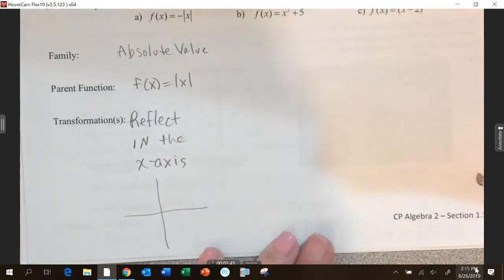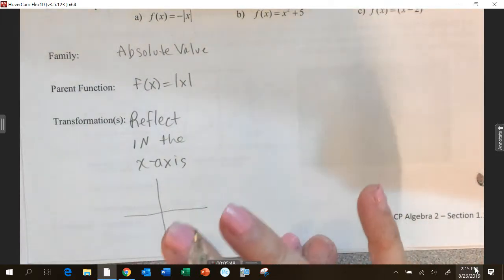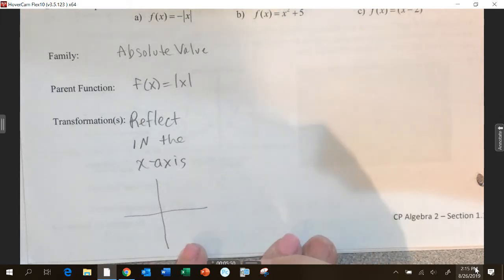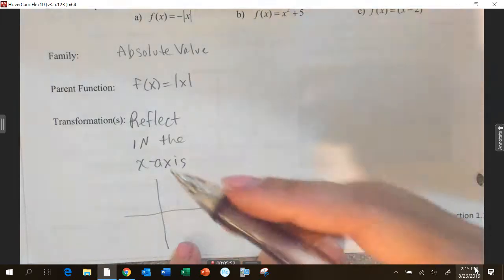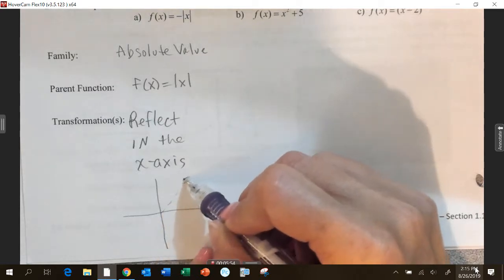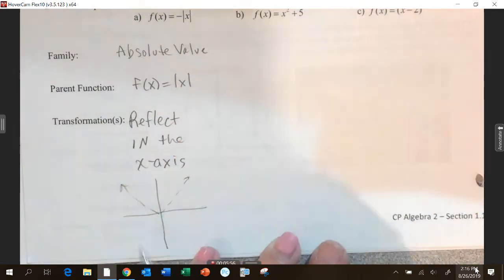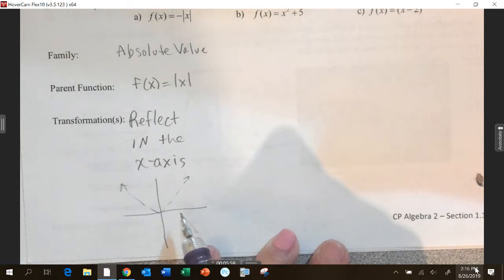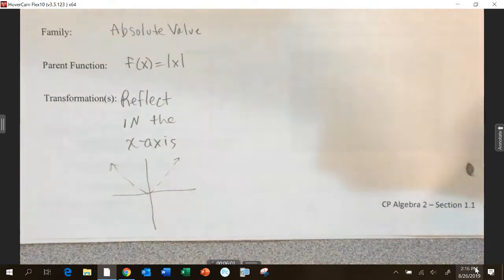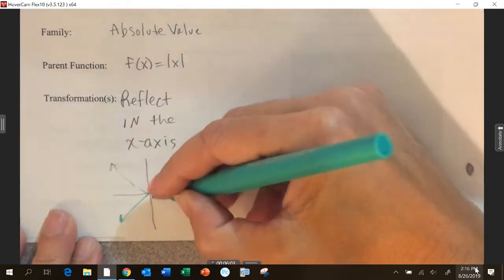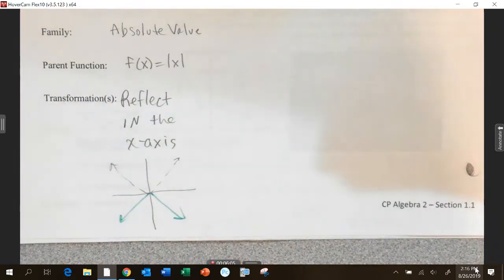Okay, so now we're going to sketch. When I say sketch, you don't have to do numbers. What does the absolute value parent function normally look like? A V, and it's kind of right in the middle of both quadrants. And then we reflect it. It's going to be upside down. There you go. That is a quick sketch. See, I didn't even do numbers. I just made the general shape of it and flipped it over. So there's a bunch of those in homework that are just quick sketches.